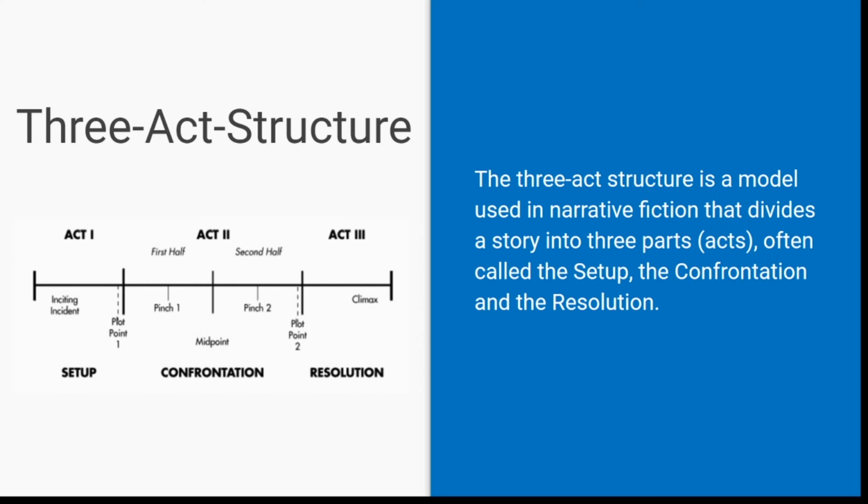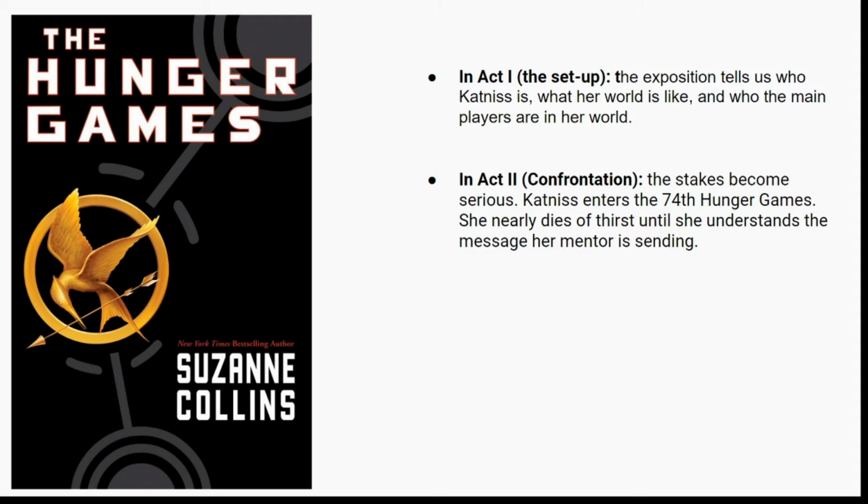Here they are. Our first example of a plot is the 3-act structure. The 3-act structure is a model used in narrative fiction that divides a story into 3 parts or acts, often called the setup, the confrontation, and the resolution. A perfect example of the 3-act structure would be The Hunger Games by Suzanne Collins.